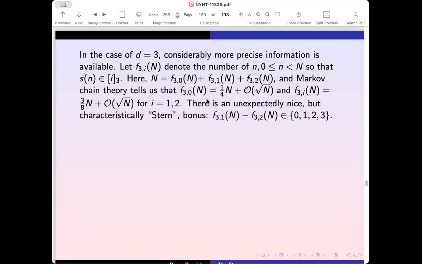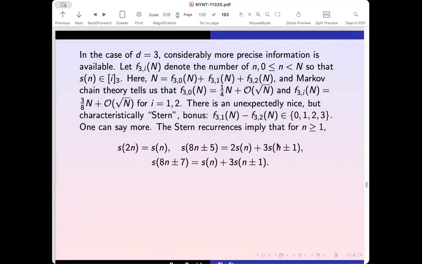It turns out that the number of integers where f of n is congruent to 0 mod 3 is a quarter n plus O of root n. And amazingly enough, the number congruent to 1 mod 3 and the number congruent to 2 mod 3 are nearly equal. They differ by only a finite number.